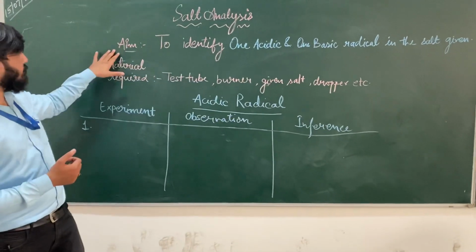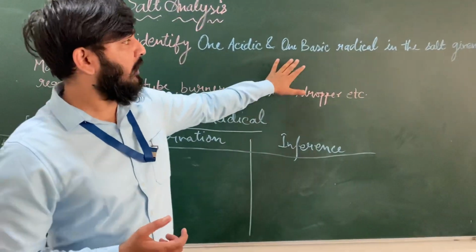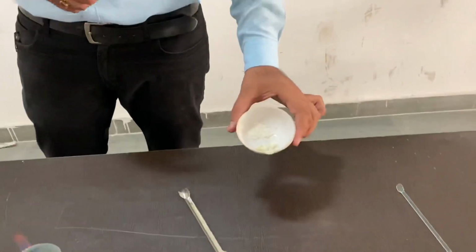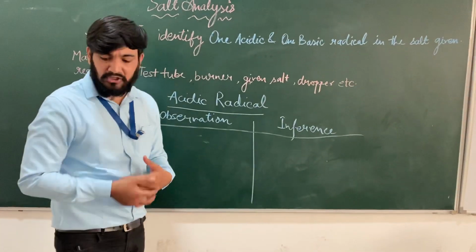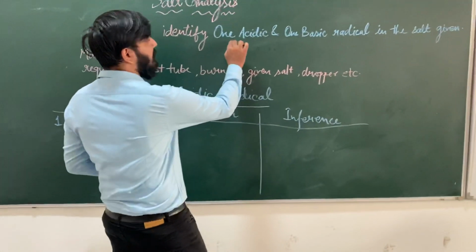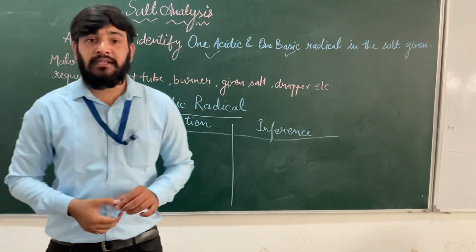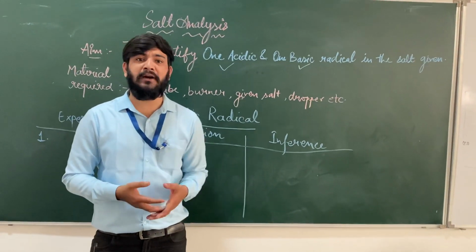So, this gives us our aim. Aim is to identify one acidic and one basic radical in the given salt. The salt will be given to you. Then you have to divide the salt into two parts to carry out the reaction for both, that is your acidic and your basic radical. Okay. So how will one proceed for the acidic part and for the basic part?